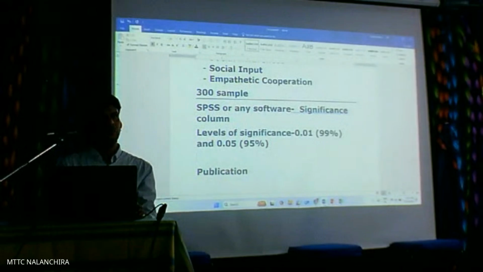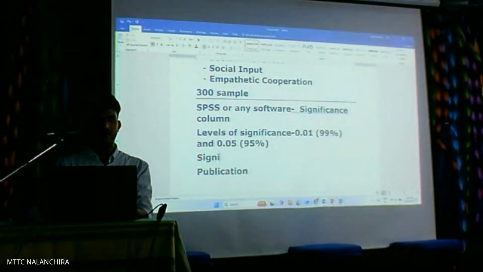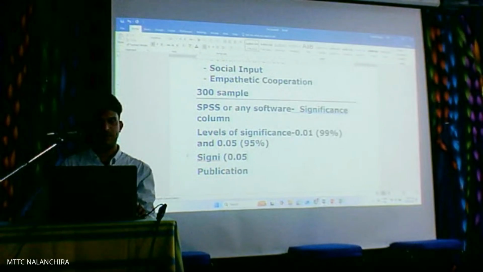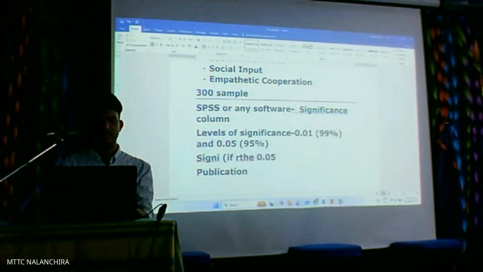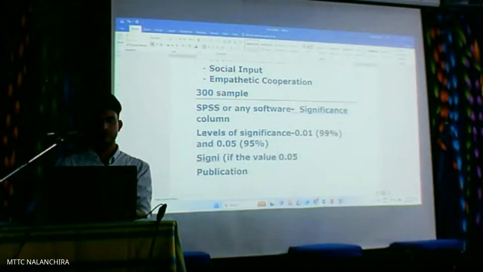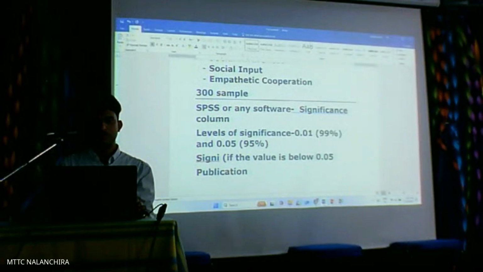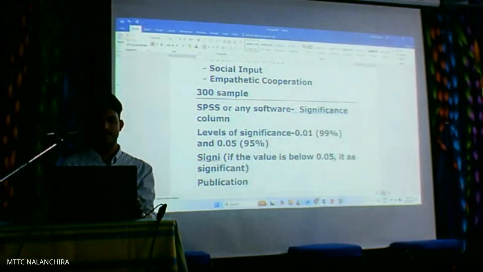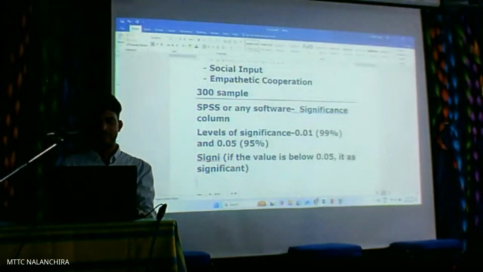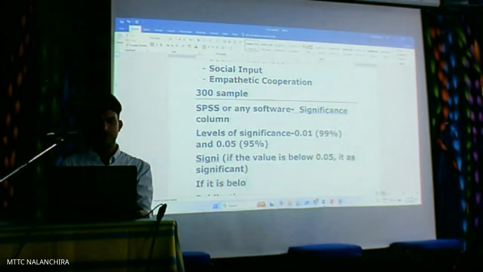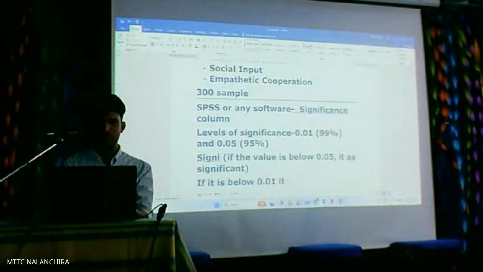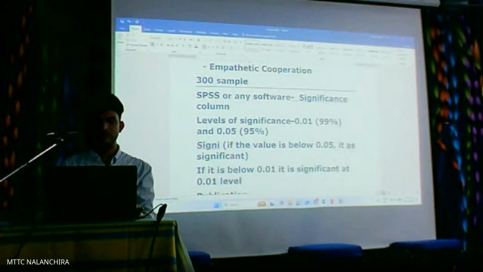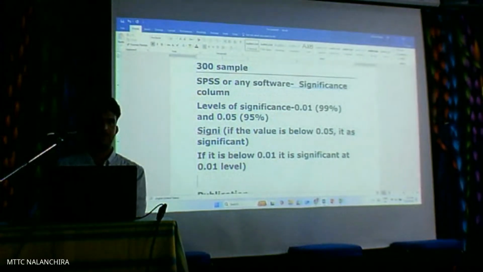So, if you talk about the software, there will be a significance column. If the value in the significance column is below 0.05, we consider it as significant. Otherwise, if it is below or equal to 0.01, it is significant at 0.01 level. This is the way that we interpret if it is a software.